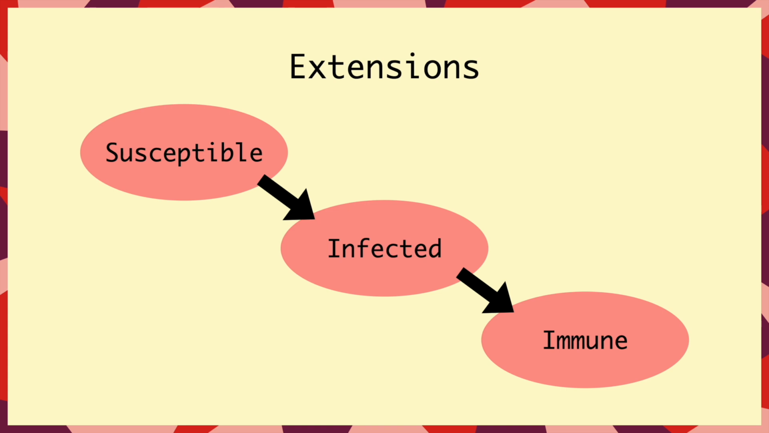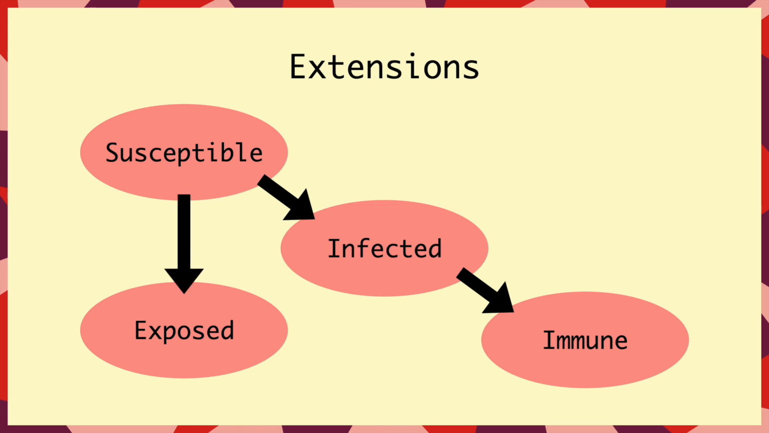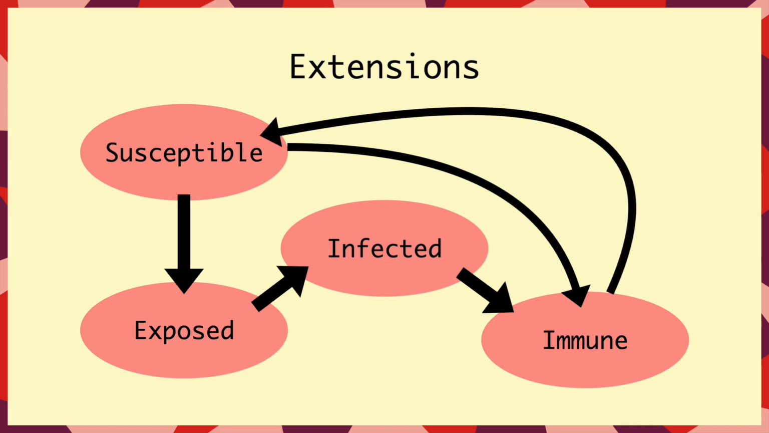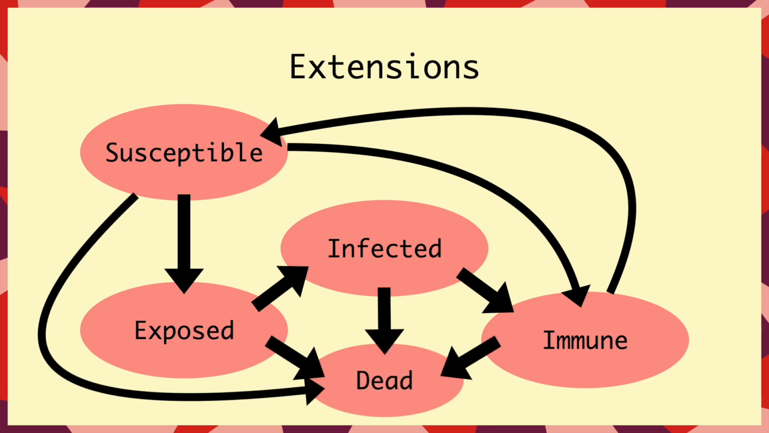Well, we could add an exposed category for people who have caught the disease and will become ill, but aren't contagious yet. So people will move from susceptible to exposed and then to infected. And we can include vaccination. So some people will jump straight from susceptible to recovered. But maybe immunity doesn't last forever if it's something like the flu or common cold. So people can also move back the other way. And lastly, we could add births and deaths so that our population is gradually recycling itself as well.